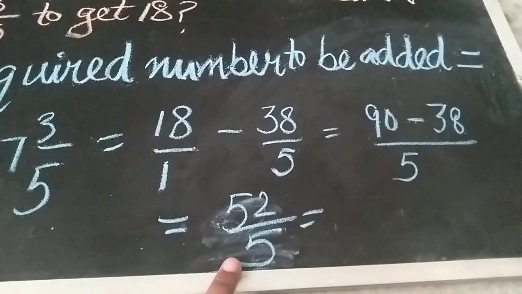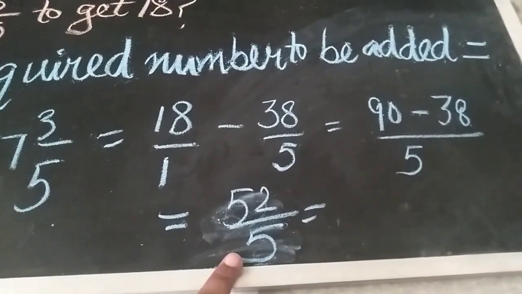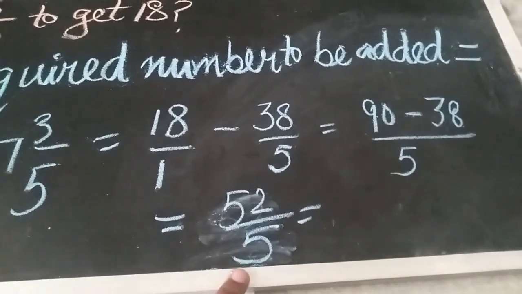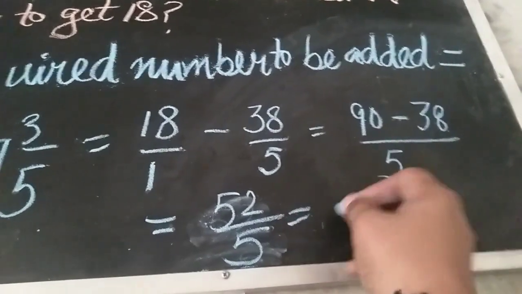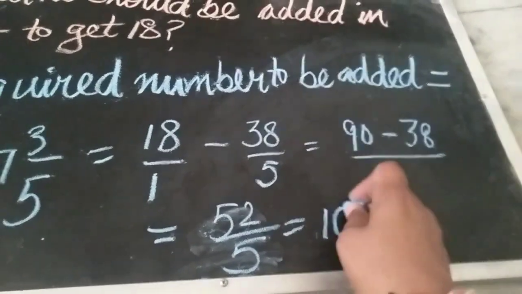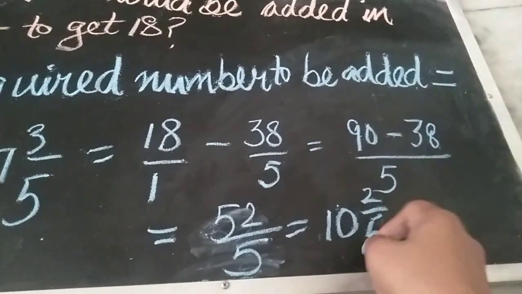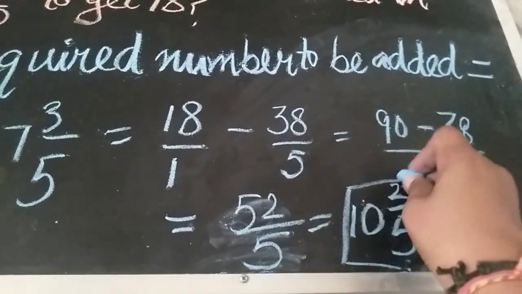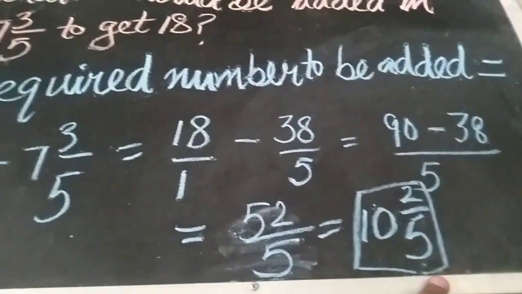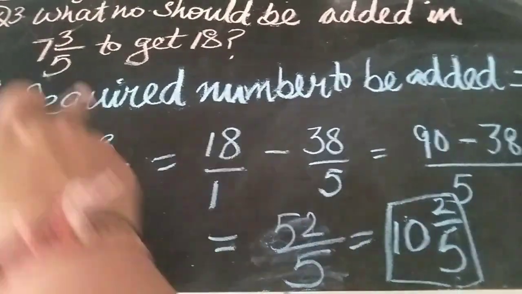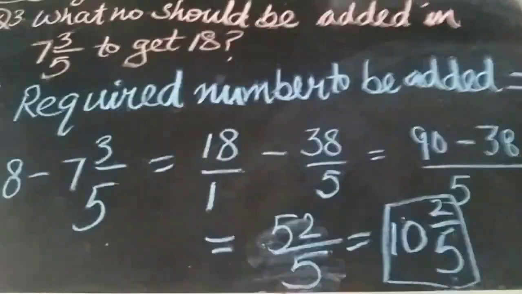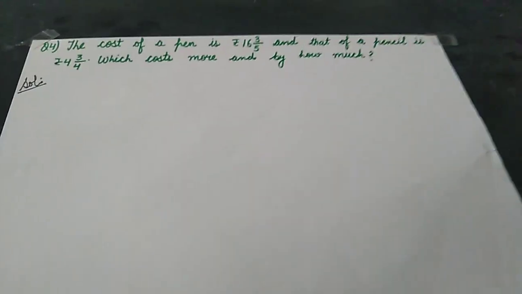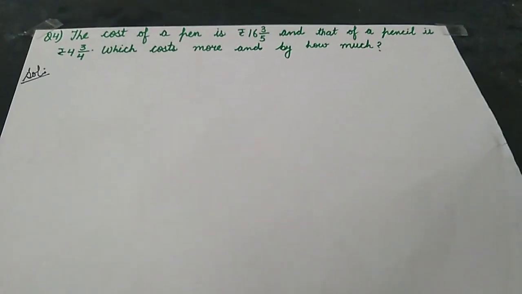Now this is an improper fraction. Whenever you have an improper fraction, the answer should be in a mixed fraction. After changing, it is 10 2/5. So the number added to 7 3/5 to get 18 is 10 2/5. It's clear, students?